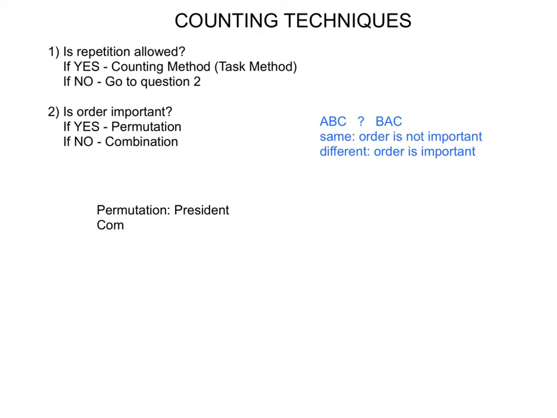And then for combination, I think about it as being a committee, because if you choose Bob, Charles, and Alice to go to a conference, that's the same as choosing Alice, Charles, and Bob. So permutation, president; combination, committee. And that's how I keep the difference in my head.